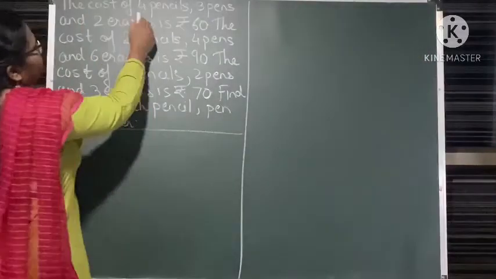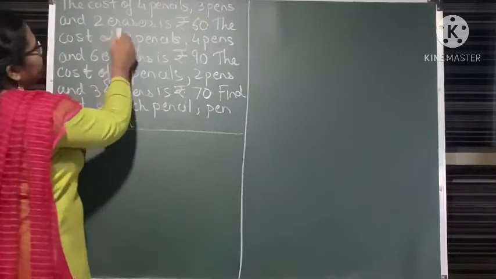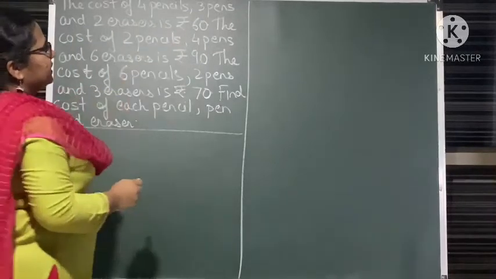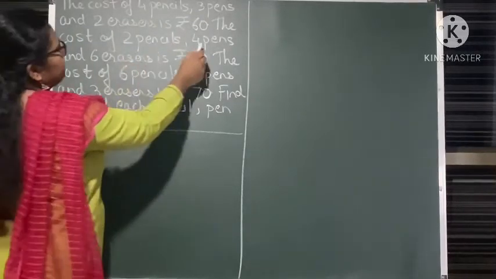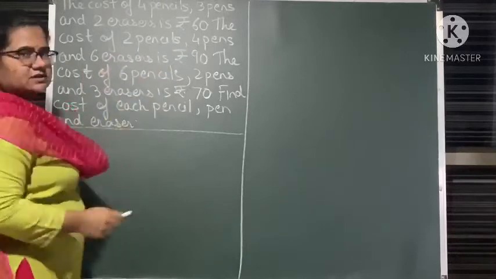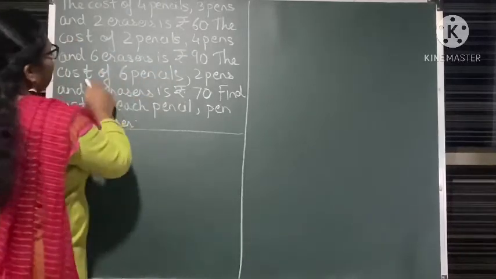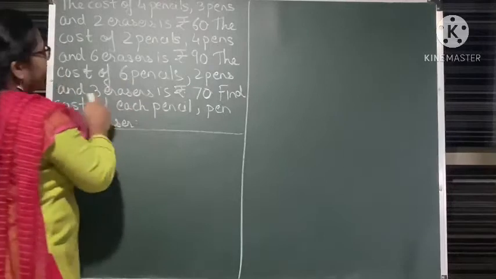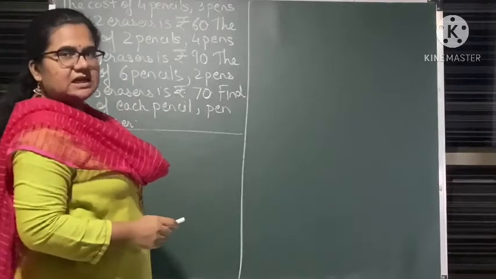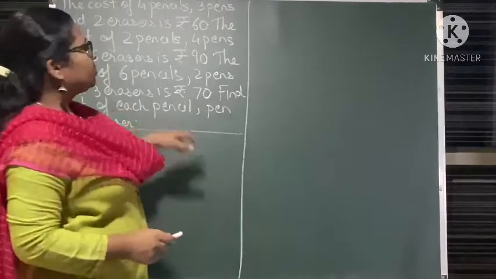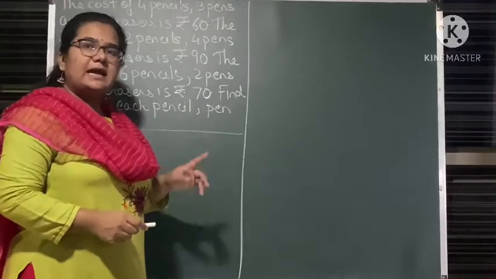The cost of 4 pencils, 3 pens and 2 erasers is rupees 60. The cost of 2 pencils, 4 pens and 6 erasers is rupees 90, and the cost of 6 pencils, 2 pens and 3 erasers is rupees 70. Find the cost of each pencil, pen and eraser.